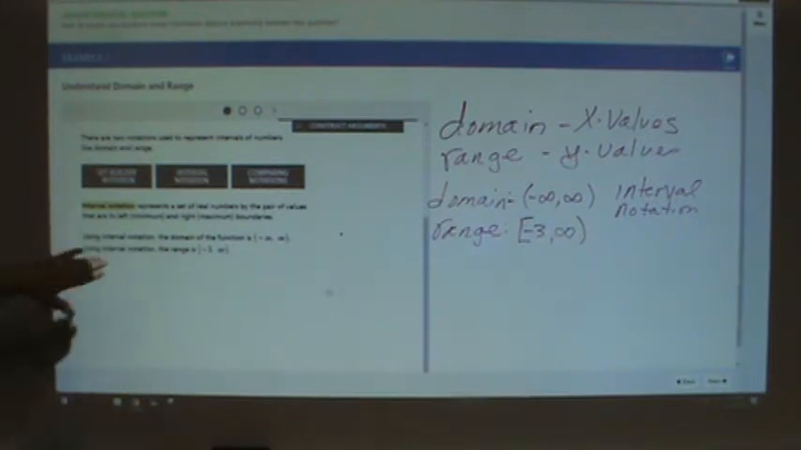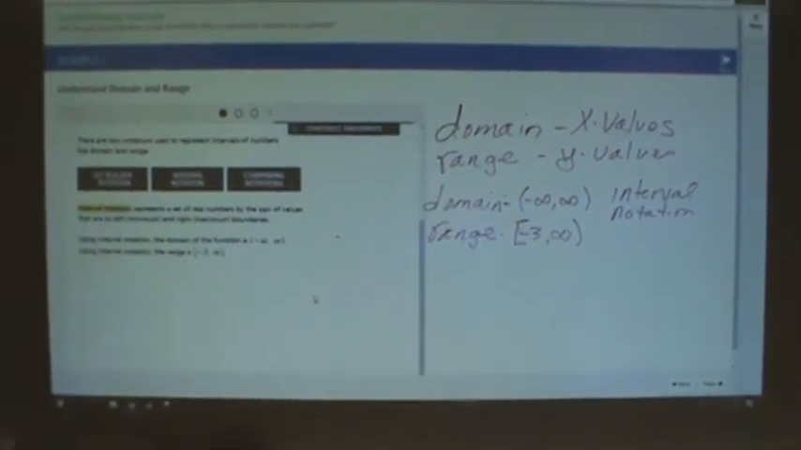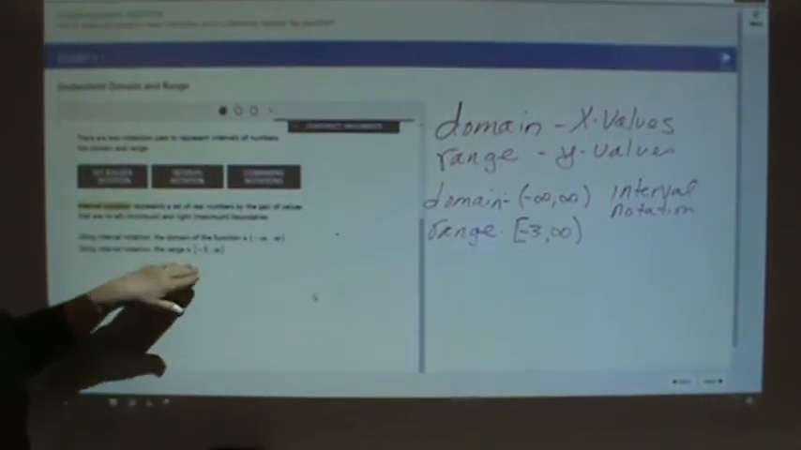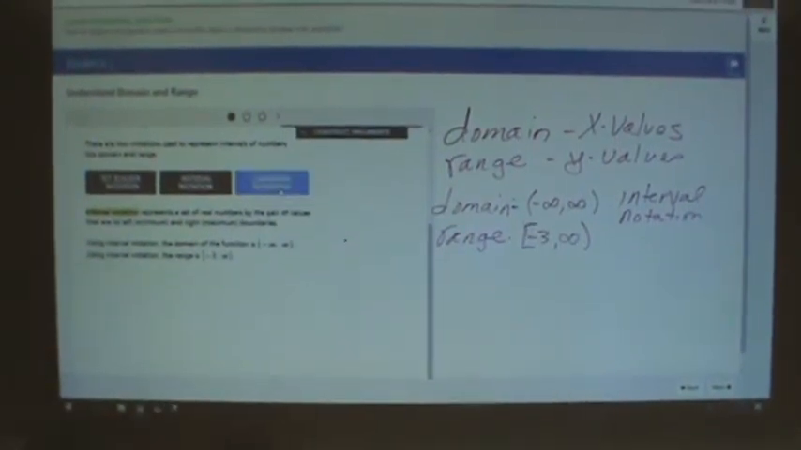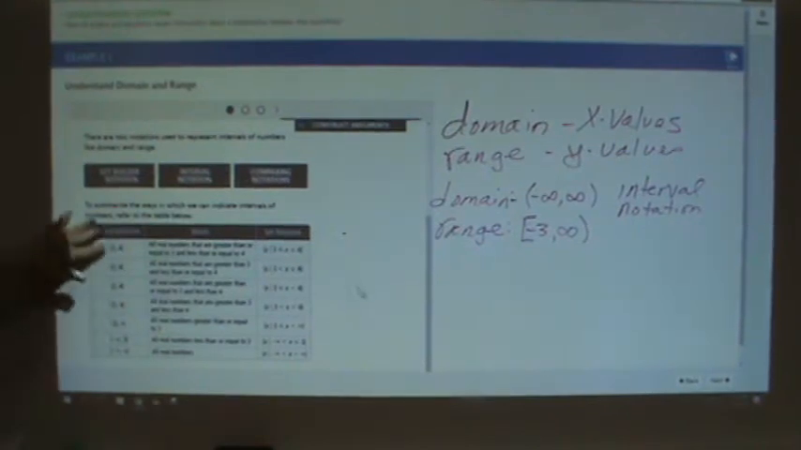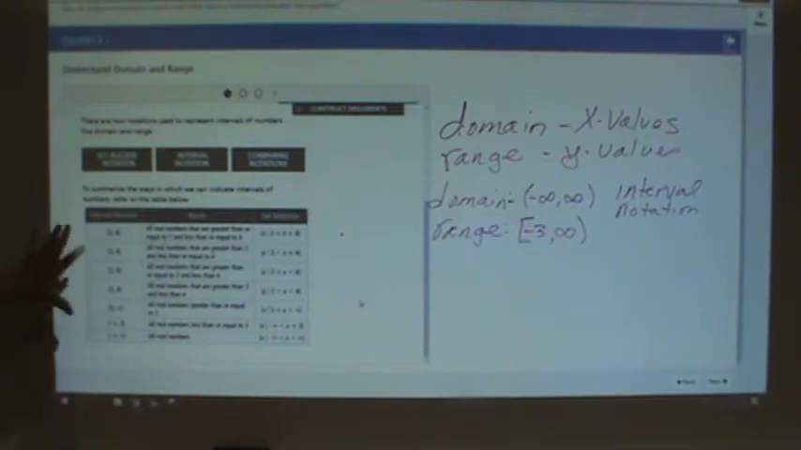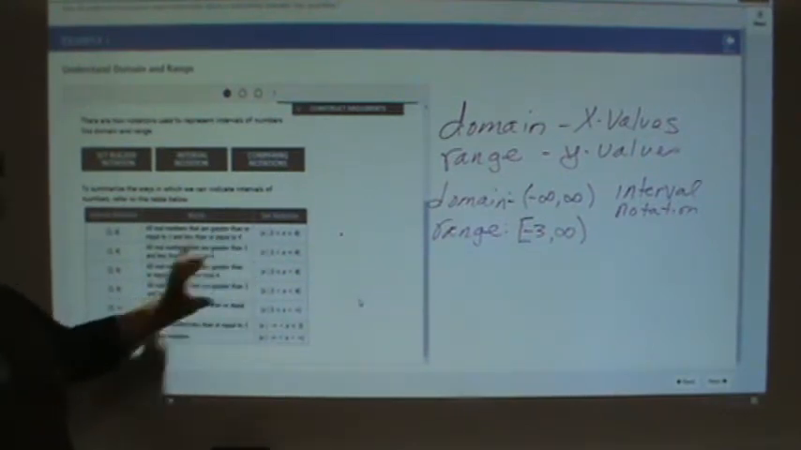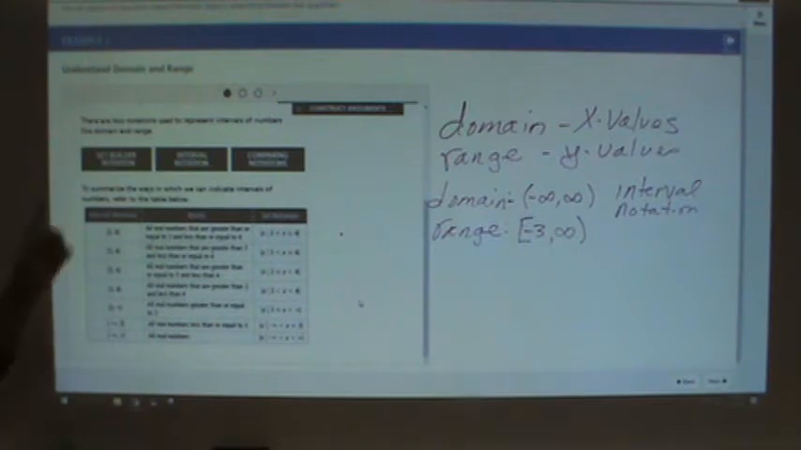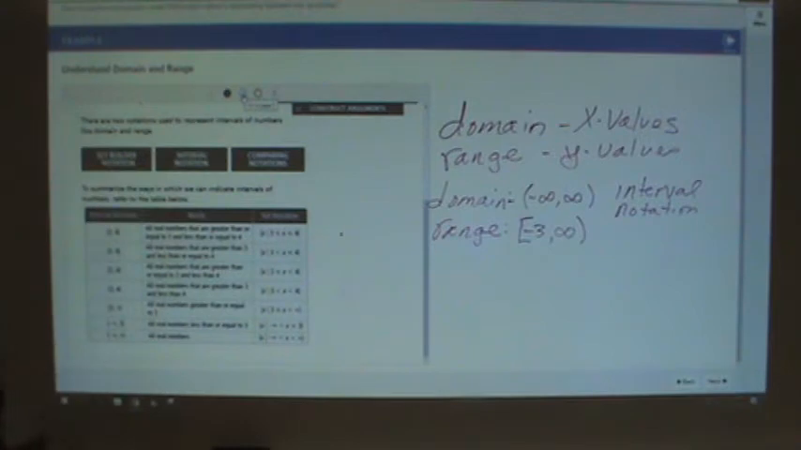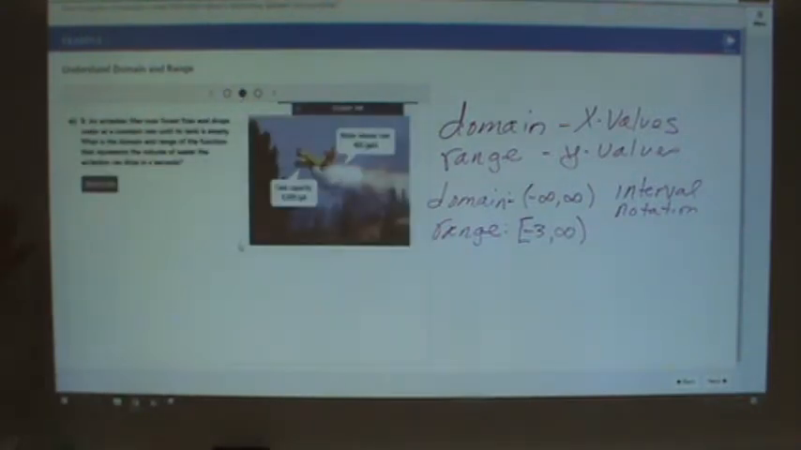Okay, again, this shows you what I just put over here to the right. So again, the domain is negative to positive infinity, and the range is -3 to positive infinity. And here all they're doing is comparing the different types of intervals. So this would be your interval notation, these would be your set notations. Okay, next thing you do to go to the next problem or example would be to click on that little 0.